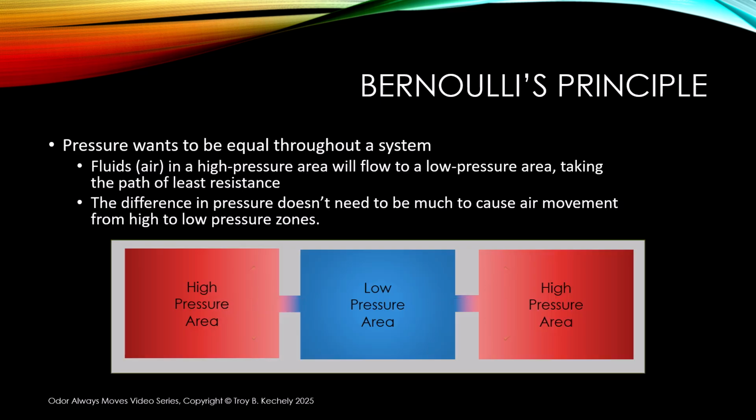Now, the reason that works for an aircraft wing is that in a system, the pressure wants to be equal. Meaning that if there are areas of high pressure, it will always want to flow to an area of low pressure, taking that path of least resistance. And in our context, in the canine world, it doesn't take a lot of pressure difference to cause that air movement from a high to low pressure zone.